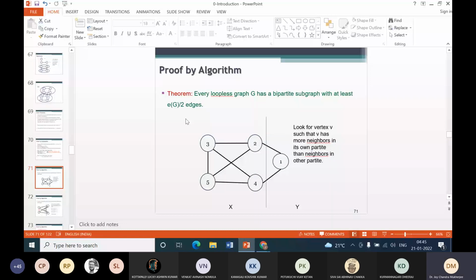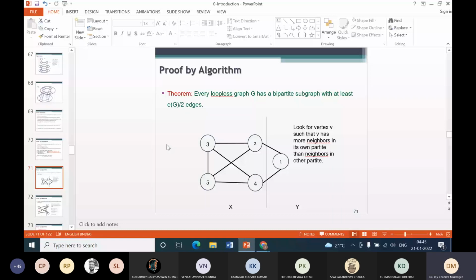So again I will state this to you. Suppose you are given any simple graph. Now it states that you can always find a bipartite subgraph of that graph G with at least |E| by 2 edges, where E(G) is the number of edges in the graph. So to prove it, they give a procedure for how to find a bipartite subgraph for a given graph G.